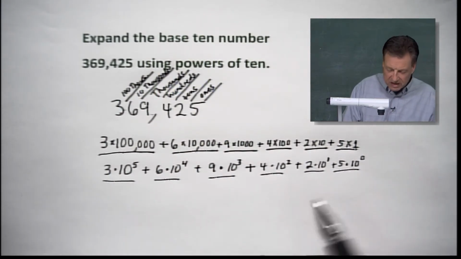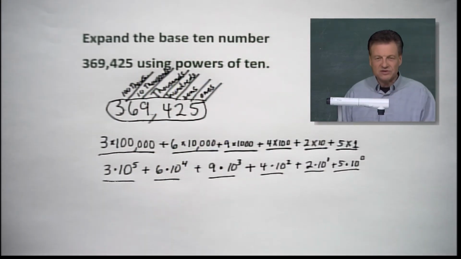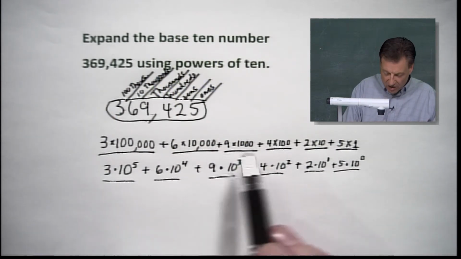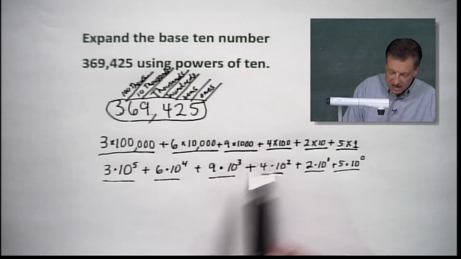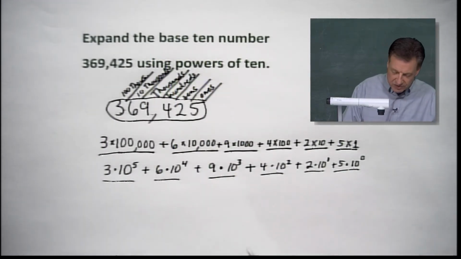And folks, if we put it all together, we are back to 369,425. So this is an expanded notation using powers of 10 also, because it's 100,000, 10,000, 1,000. This way we have it down to scientific notation, all right? And that would be your big difference there.